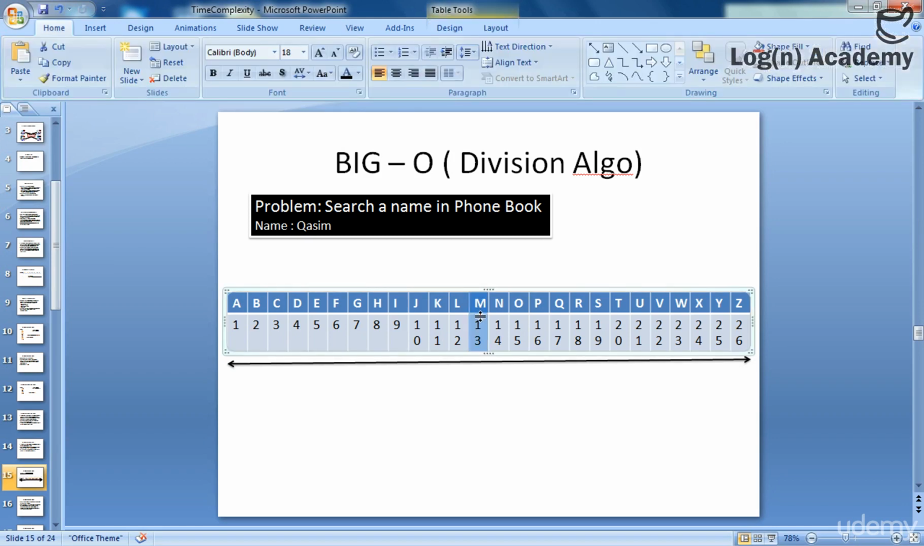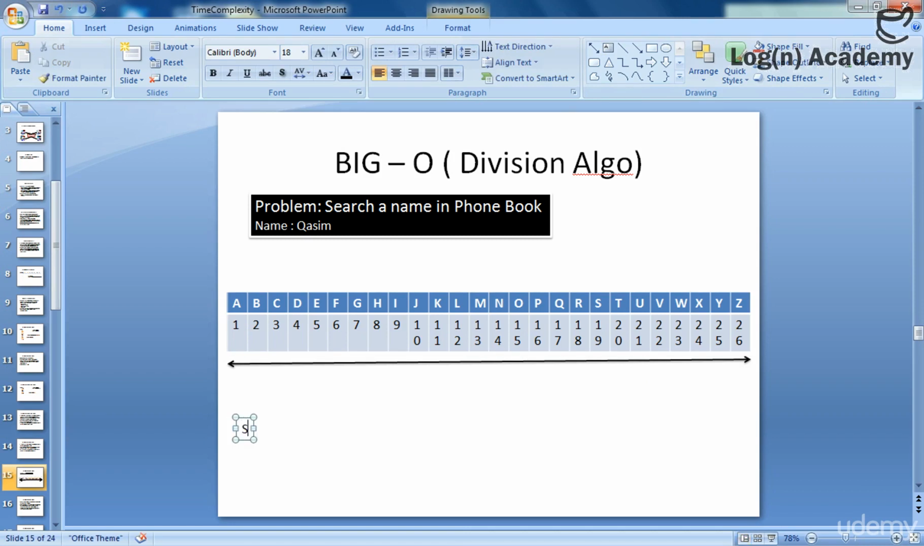Now here you will see, does the letter Q come before M or after M? We know Q comes after M. So in this slot, in this region, we can find Q. In this region we can find Q.